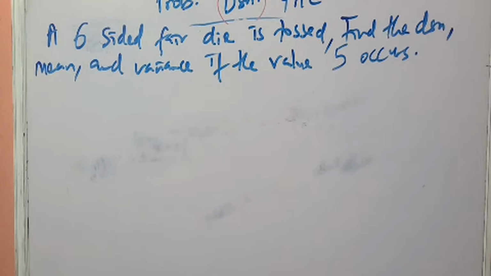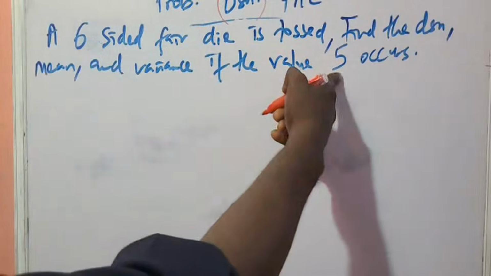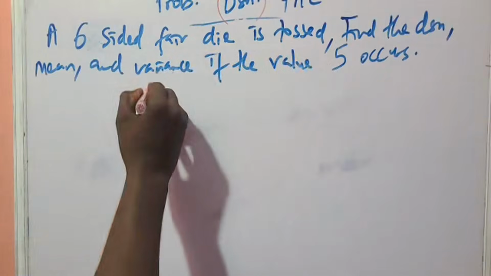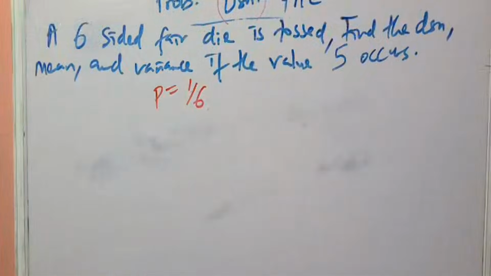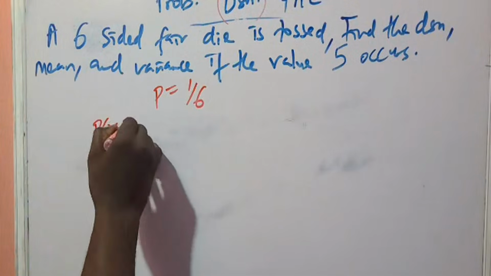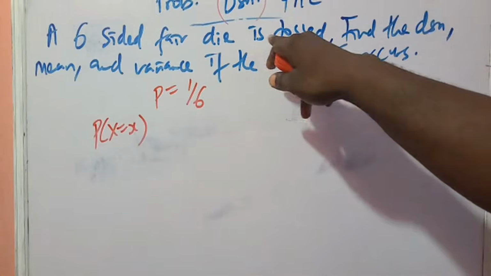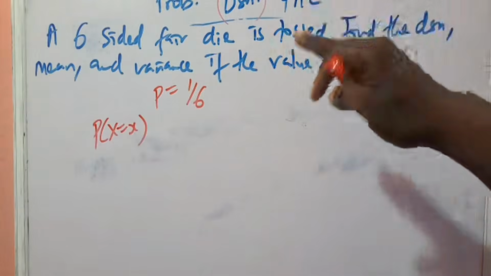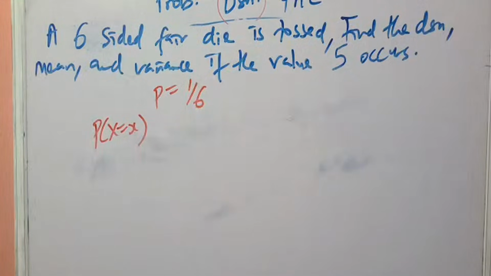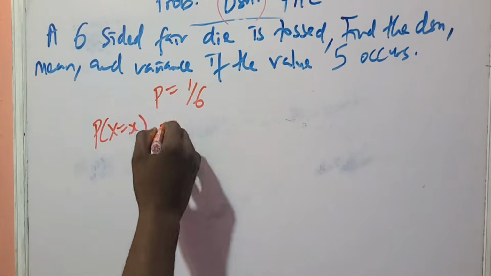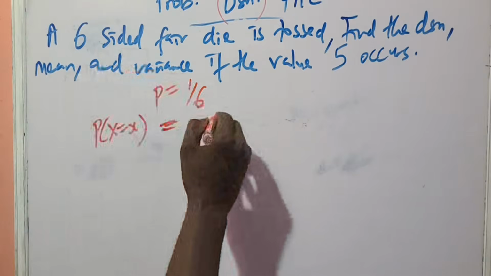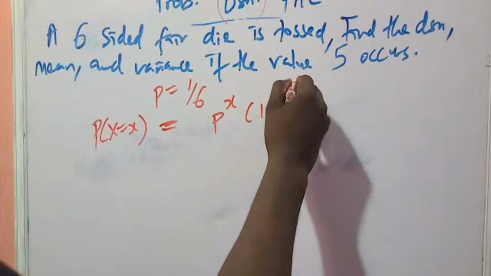So the first one is for you to find the distribution. Now, I believe we can be a bit quicker because everybody here should know that the probability of success for the value 5 occurring is equal to 1/6. That's obvious. The PMF, generally, because we didn't toss this die multiple times. We just said a six-sided fair die is tossed. So it's not tossed more than once. Of course, it's just tossed once. So we know we are dealing with a Bernoulli distribution with the PMF giving us p raised to power x, then 1 minus p raised to power 1 minus x.